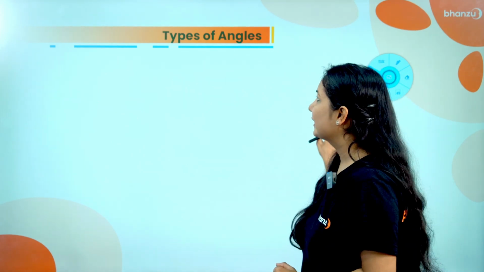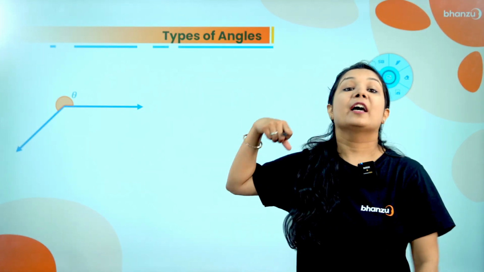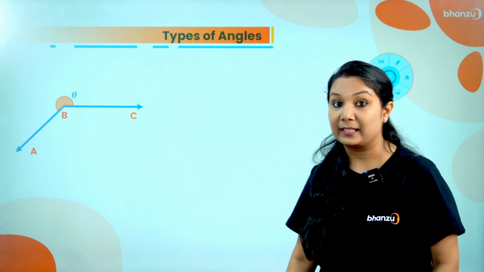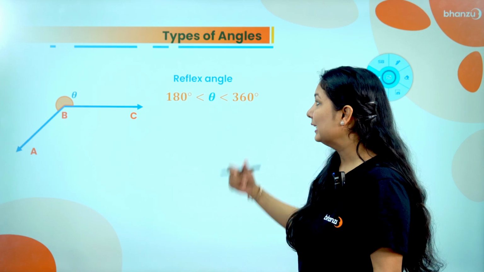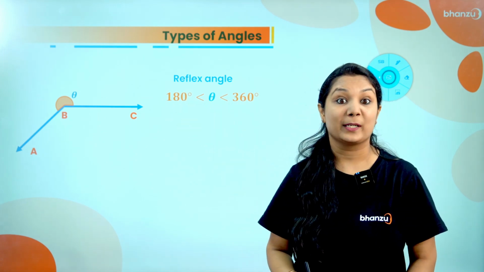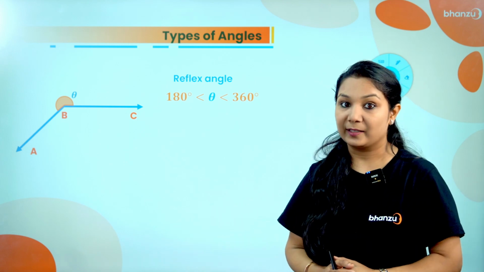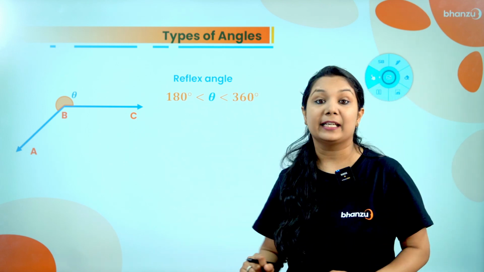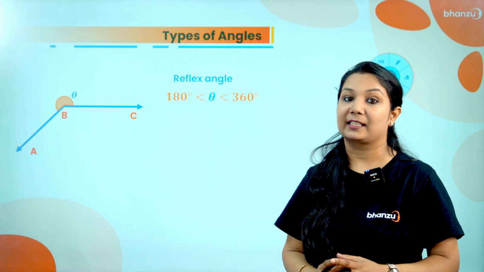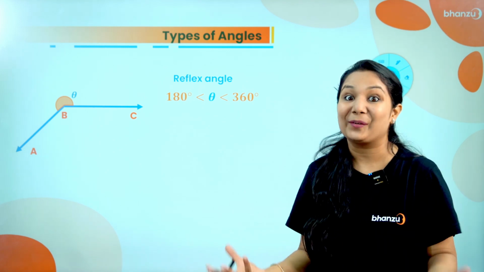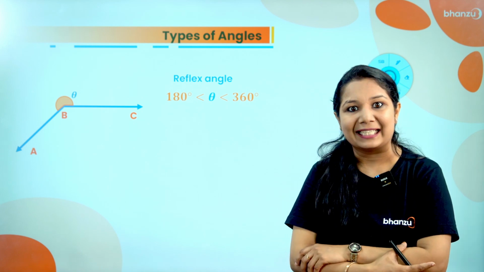Let's move to our next type of angle, which is reflex angle, right? Over here you have angle ABC, which is a reflex angle, and its measure lies between 180 degree and 360 degree. So it's greater than 180 degree but less than 360 degree. 180 degree now you all know, right? It's a straight angle. What is 360 degree?